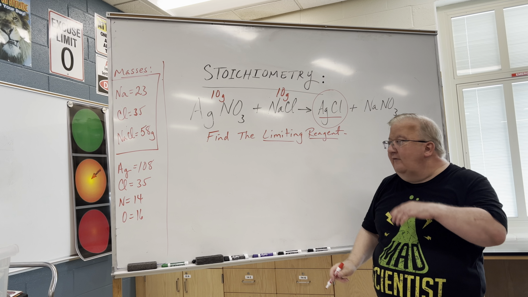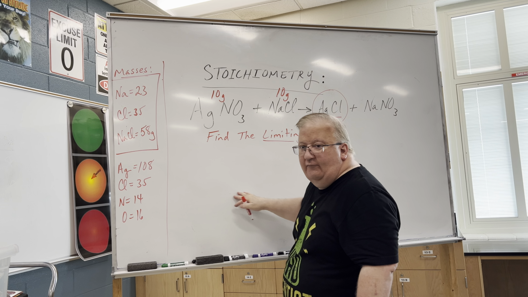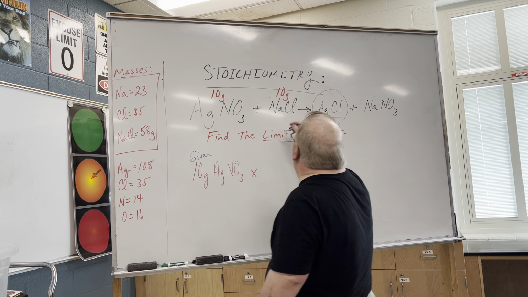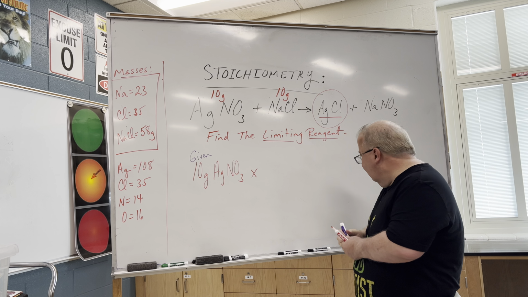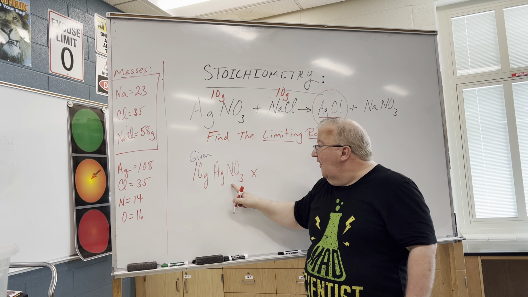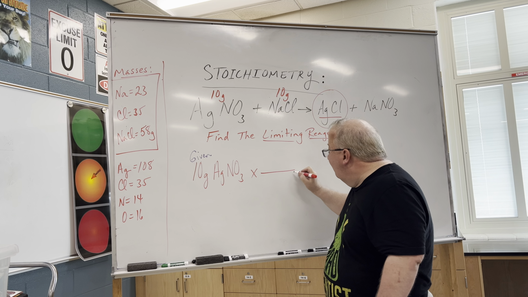Here's how we're going to do it. For both equations that we're going to write down, I start with the given, just like we've always done. I'm going to do this one first. What if I had 10 grams of silver nitrate? The first step is to write down your given. Then in a minute, we're going to have to do this again with sodium chloride. But right now, we're just going to focus on the first reagent. Change grams into moles.